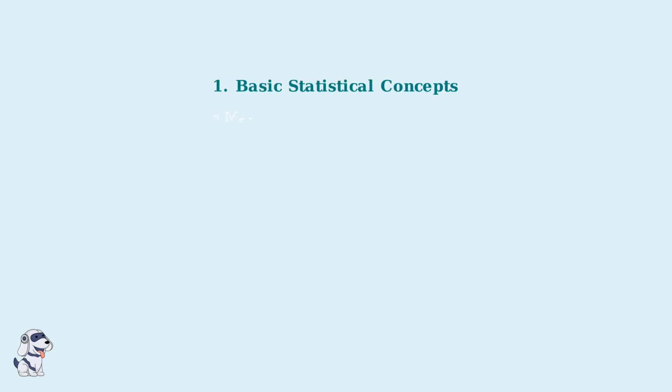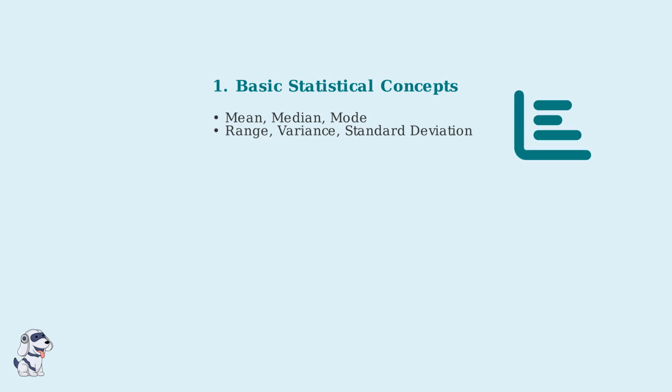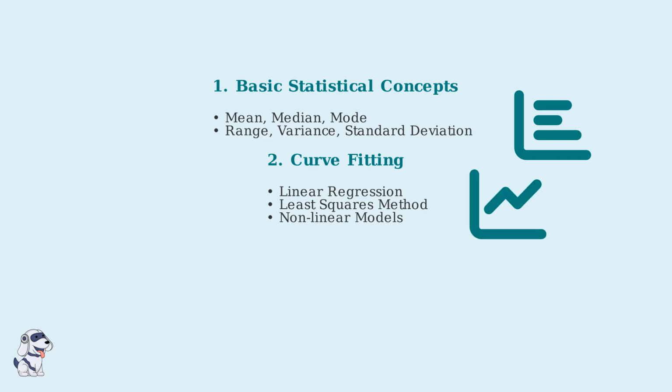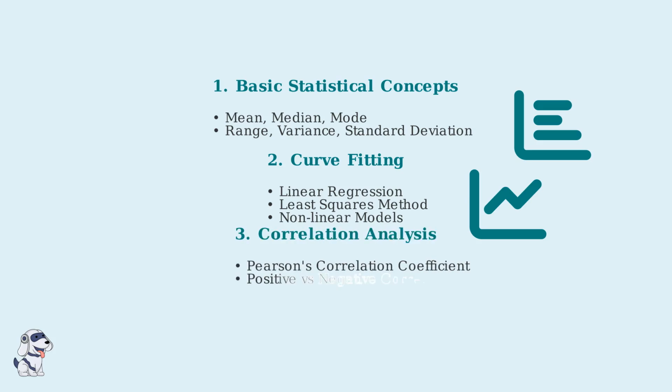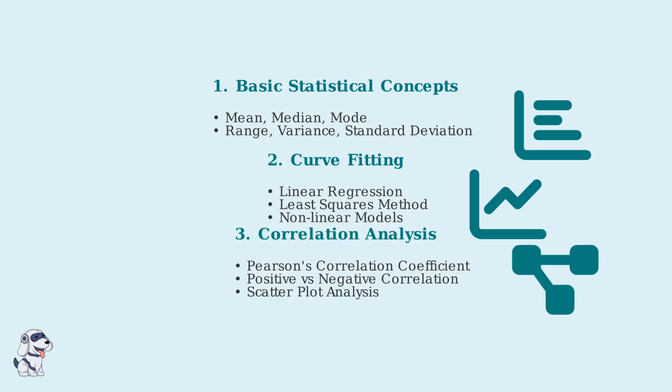In this chapter, we'll cover three essential areas of statistics. First, we'll revise fundamental statistical concepts like measures of central tendency and variability. Second, we'll explore curve-fitting techniques, learning how to model data relationships and make predictions using mathematical functions. Finally, we'll dive into correlation analysis, discovering how to measure and interpret relationships between different variables in your data.